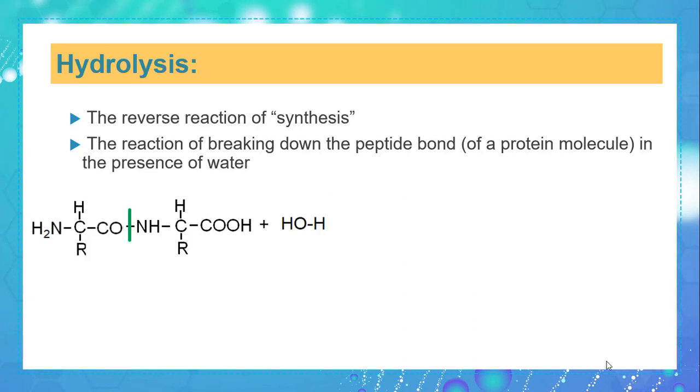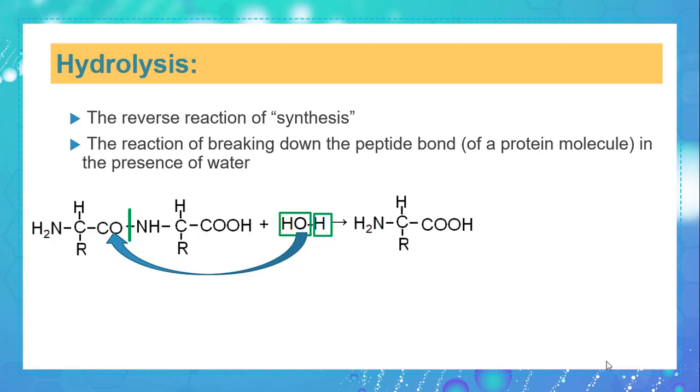The peptide bond will be broken down, and the water molecule will be dissociated into two parts, the hydroxyl group and the hydrogen atom. The hydroxyl group will associate with the carbon of the first amino acid to form a carboxylic group, and the hydrogen atom will associate with the amino group of the second amino acid.